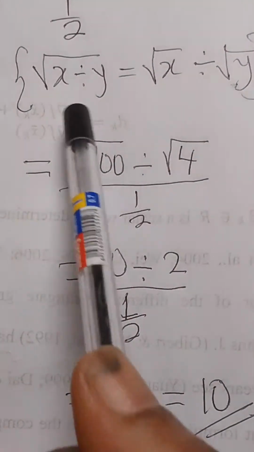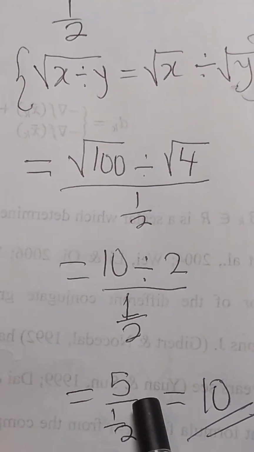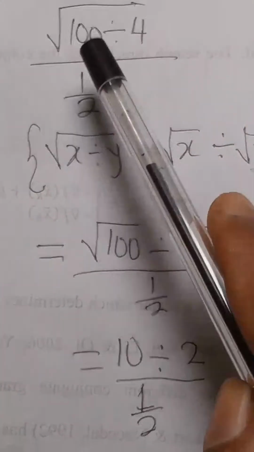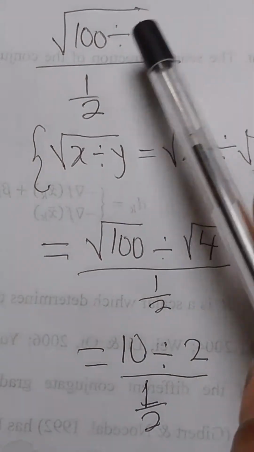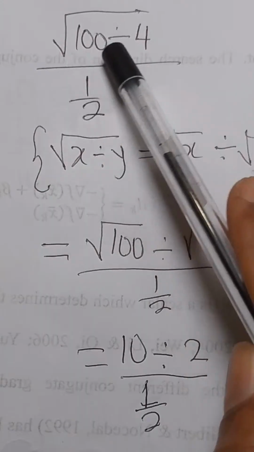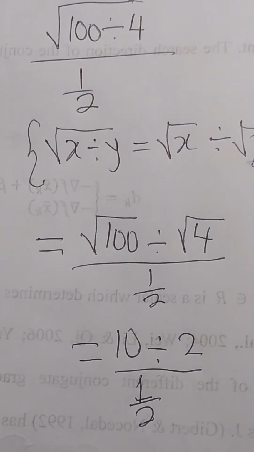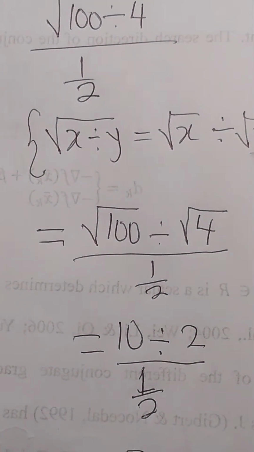So this is the solution to the question. We just applied the law of radicals here and we were able to solve it. Even if you decide to do 100 divided by 4, we have 25. The square root of 25 is still 5. You will still arrive at the same answer, whichever way you choose.